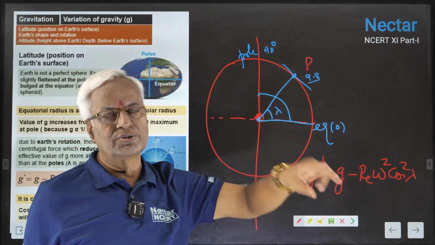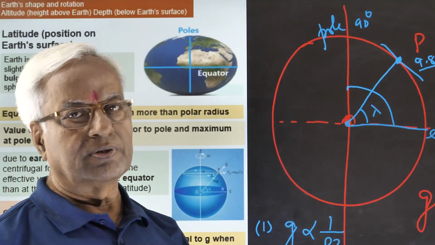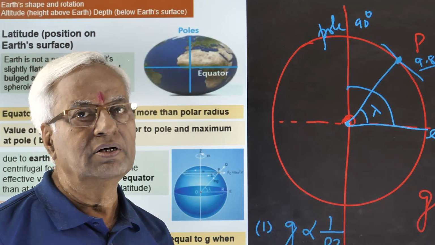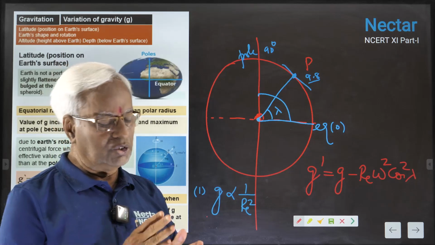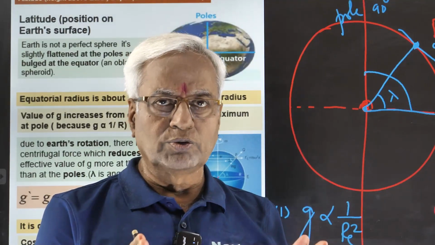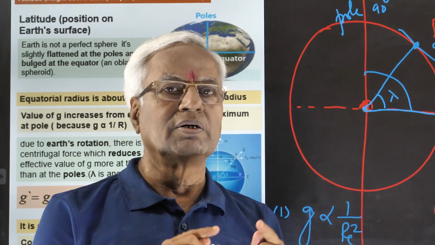So both the variations we came across, just because of the size and because of the rotation. You must note it down that the changes due to both the reasons are in the ratio 1:2.